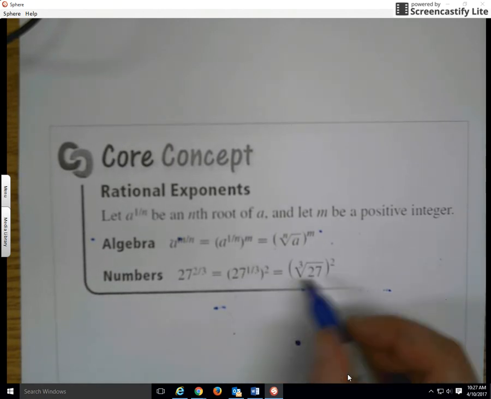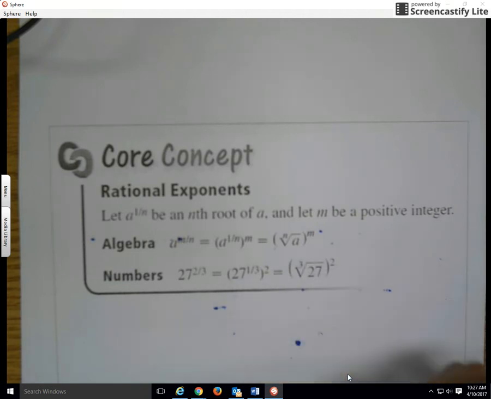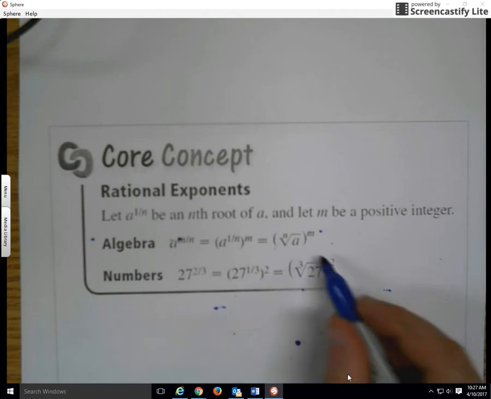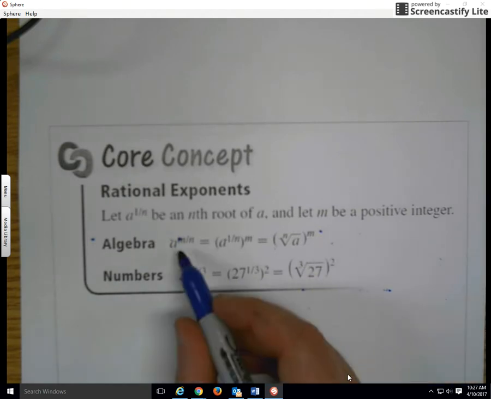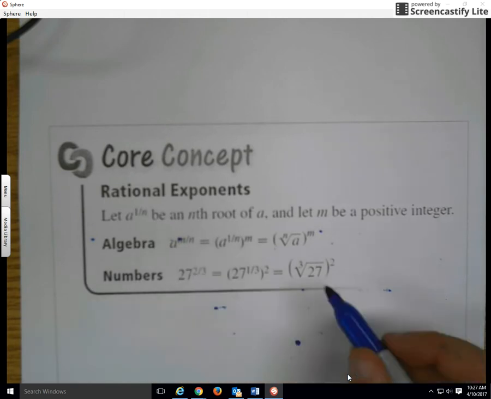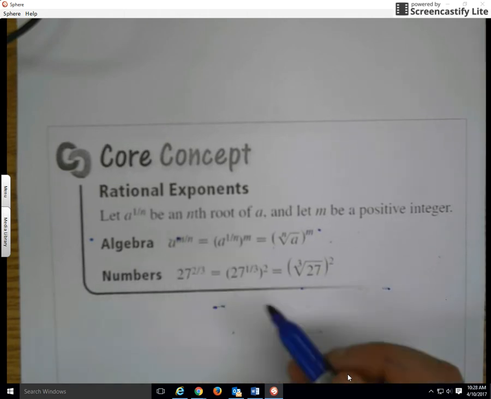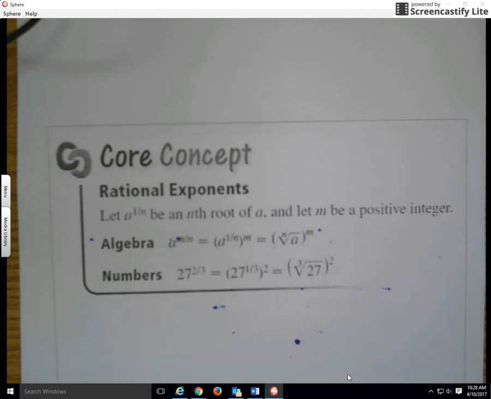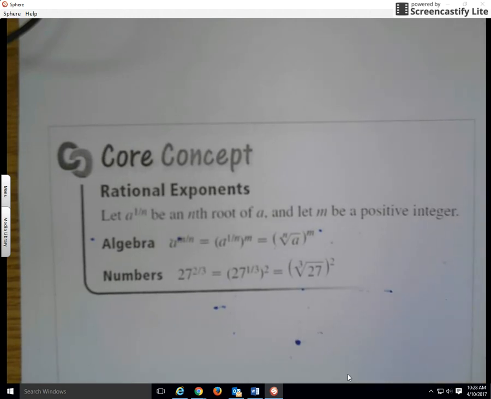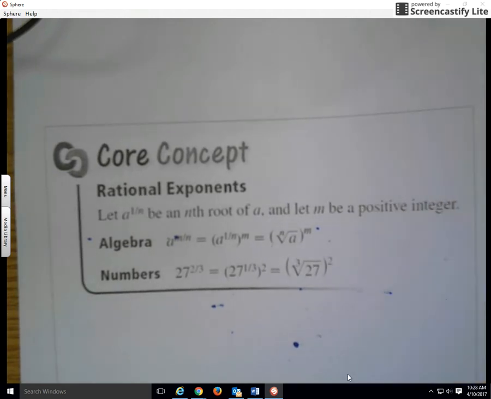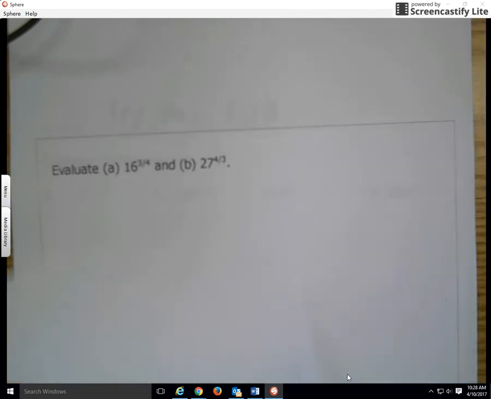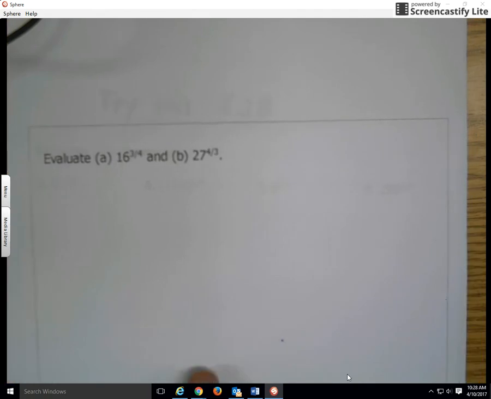Well, we already learned that 1/3 would be the cube root. So the 2 is just on the outside. That's the m. So whatever's in the numerator ends up being on the outside. Whatever's the denominator ends up being the index, okay? Hope that makes sense. Let's go ahead and do some examples. Kind of look at what we're talking about. So 2 questions. It says evaluate 16 to the 3/4 and 27 to the 4/3 power.